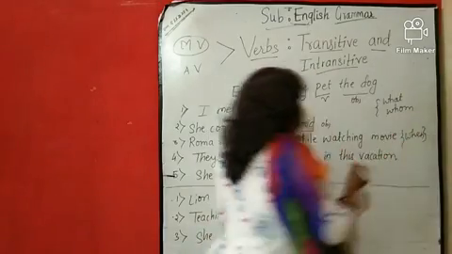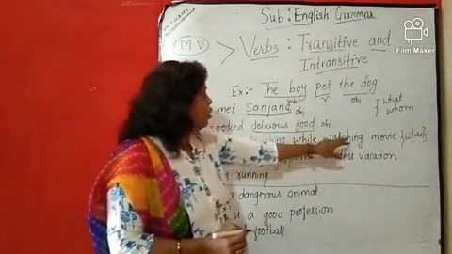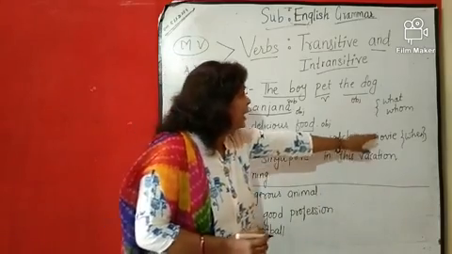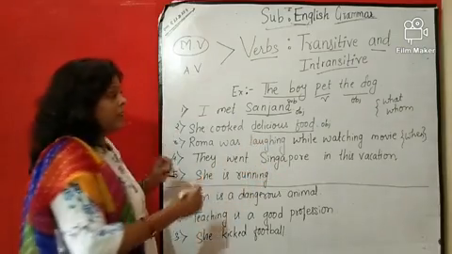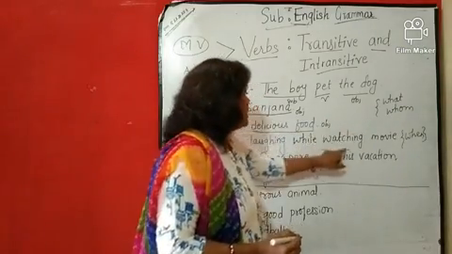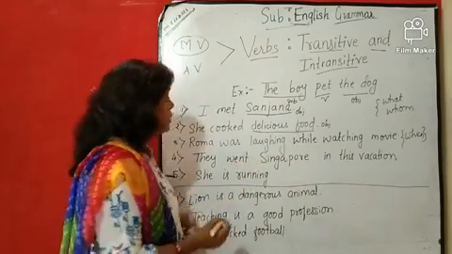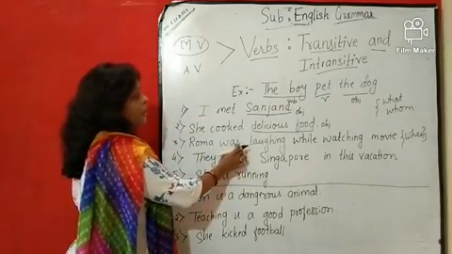When I ask the question when, Roma was laughing while watching a movie. So I am not getting any object in this, right? By asking what and whom, I am not getting any answer. It means there is no object in this sentence.